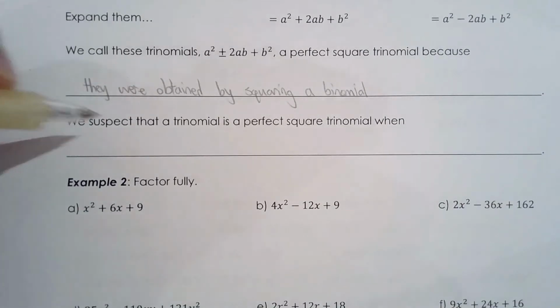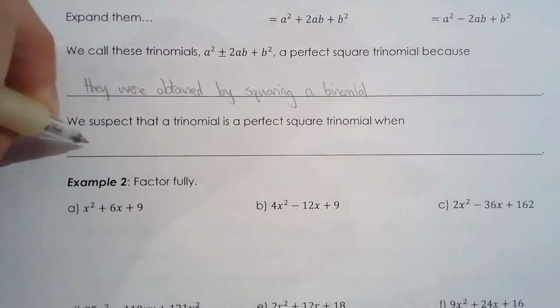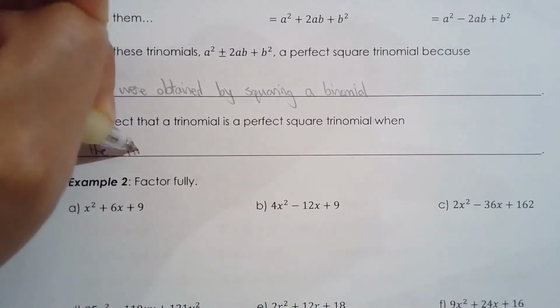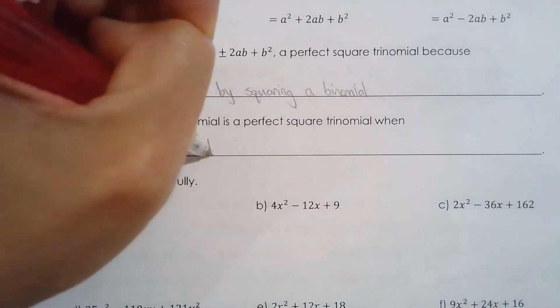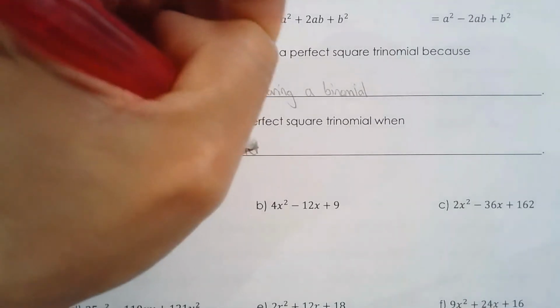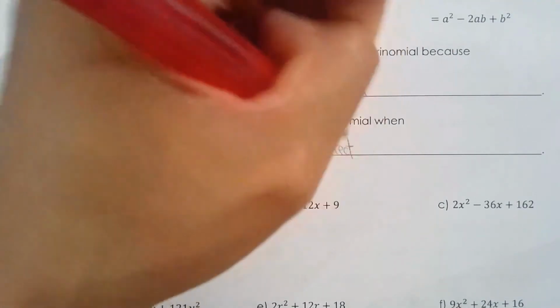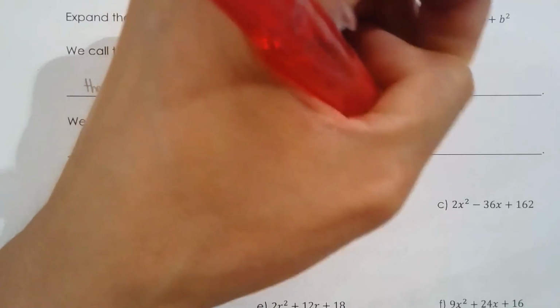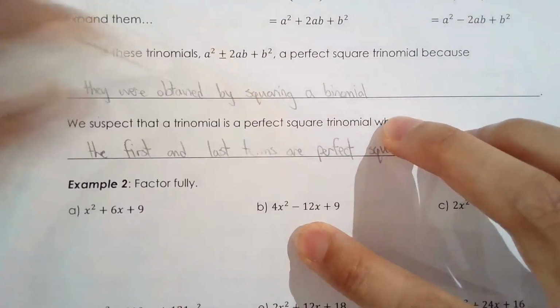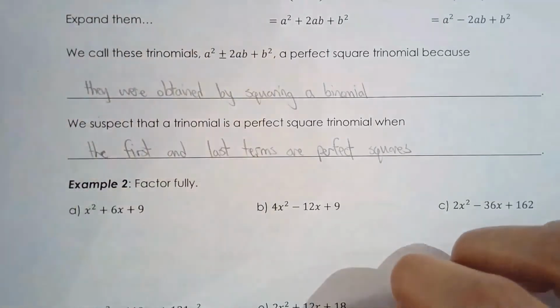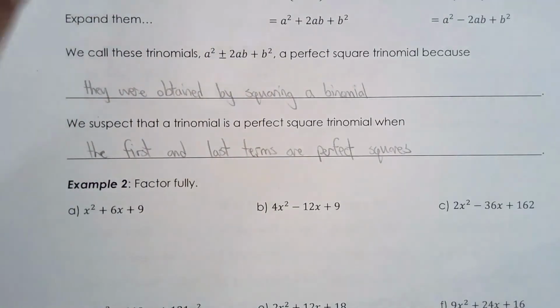So I suspect that a trinomial is a perfect square trinomial when the first and last terms are perfect squares. Okay. Because most of the time when I see a trinomial, the first and last terms are not perfect squares. Okay, but if they're both perfect squares, then I start getting very suspicious. Okay, so let's take a look.